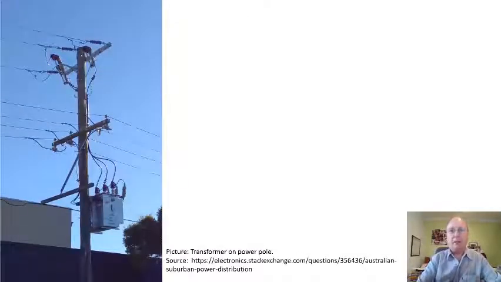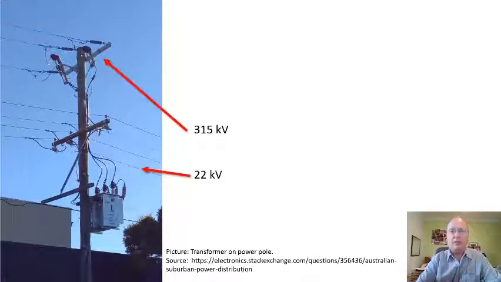It's a typical power pole in Australia with 3 wires at the top, which is high voltage, and 4 wires below that. Underneath that you can see a box, which is the transformer, and there's also a cable there for optical cable. The high voltage is at the top, it's 315 kilovolts. The transformer then steps that down to 22 kilovolts.